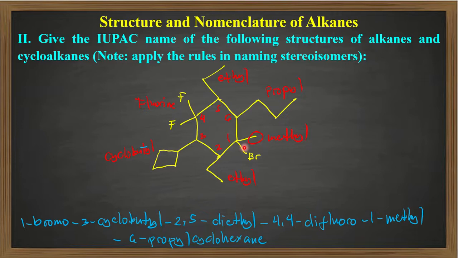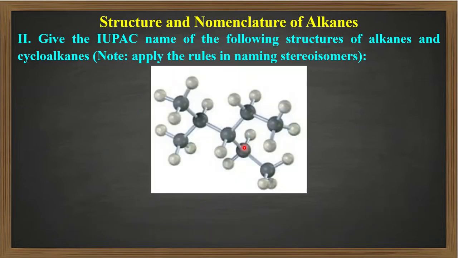Alright, so let's proceed with the next item. Okay? This one here is a molecular model, no? So, first we will do, again, identify the longest chain. Okay? So, our longest chain is 5 carbon atoms, no? If we start here, 1, 2, 3, 4, 5. Okay? If we start here, 1, 2, 3, 4, 5. Still 5.